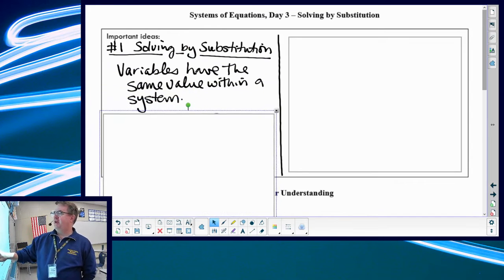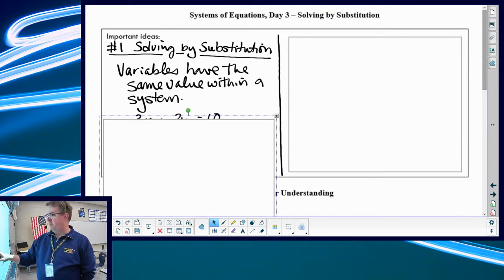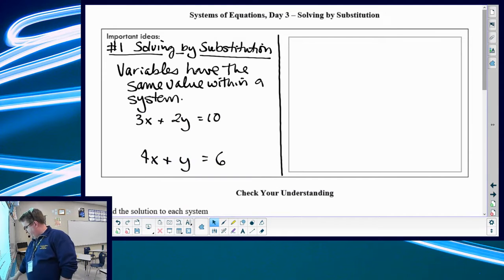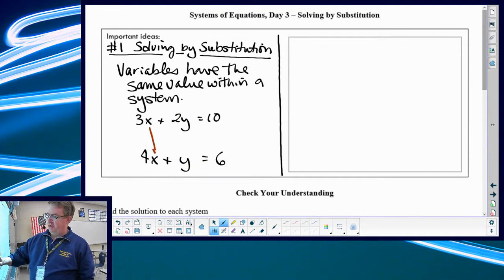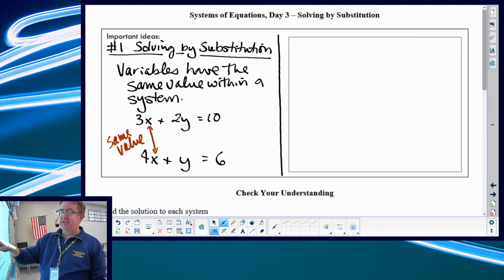The thing to remember is that the variables have the same value within the system. This x here and this x here have the same value. Now, once you get to a different problem, then they change. But within this one, it is the same value, and you can trade them. So if I can find something of equal value, you can trade that.